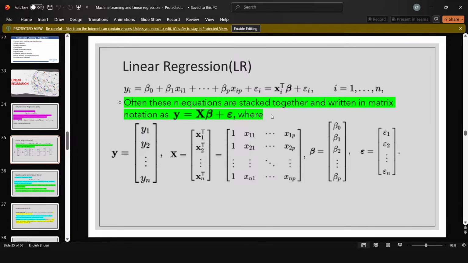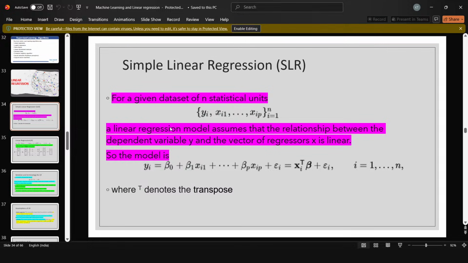Okay, so this is the mathematical formula that you need to learn. Yi is the... okay, wait, I haven't introduced you to the nomenclature. So y is called the dependent variable because it depends on x. Simple. And x is called the regressor. It's just a fancy name given to x. That's it.